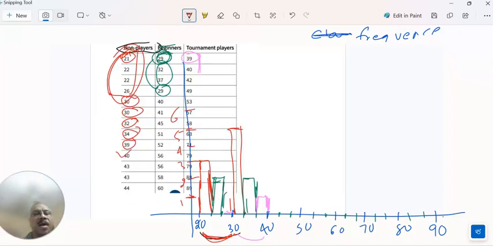From 40 you have 1, 2, 3, and 4. There are 4 of them. So this will be all the way 4. Okay. And the green color is for 40 here. 1, 2, 3, and these are the 3 of them. Okay. So this will be 3.